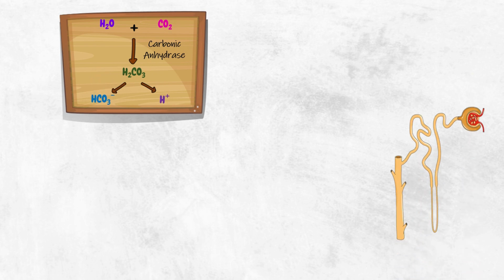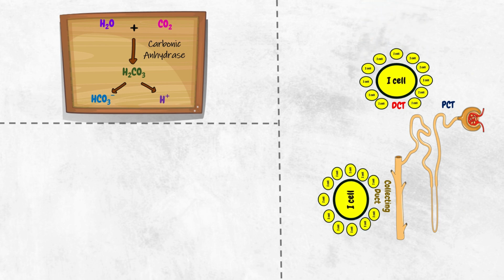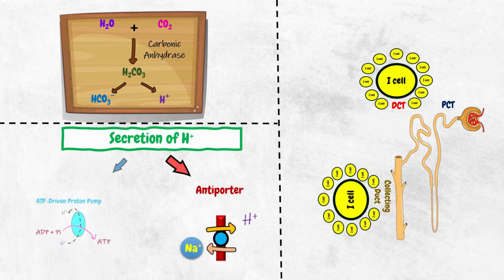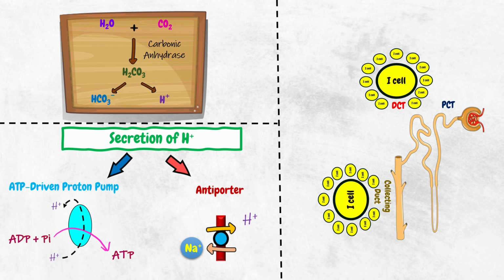Hydrogen ion is secreted into the lumen of proximal convoluted tubule, distal convoluted tubule, and collecting duct. Distal convoluted tubule and collecting duct have a special type of cells called intercalated cells that are involved in handling hydrogen and bicarbonate ions. Secretion of hydrogen ions occurs by two pumps. One is sodium-hydrogen antiport pump, and second is ATP-driven proton pump.